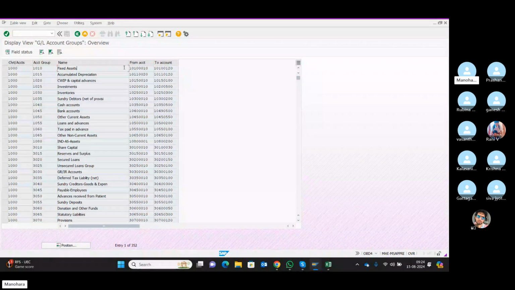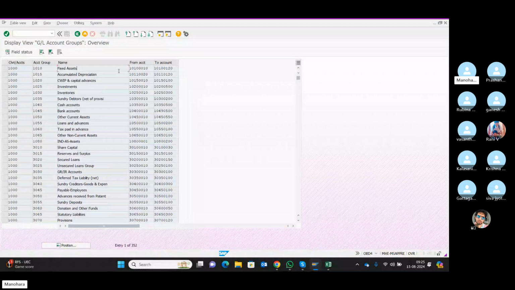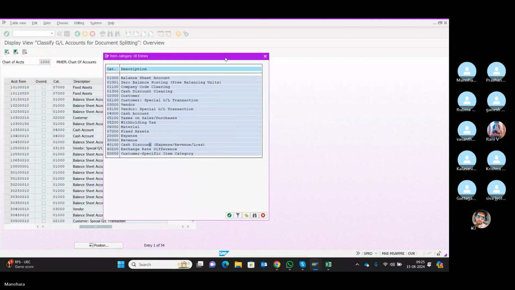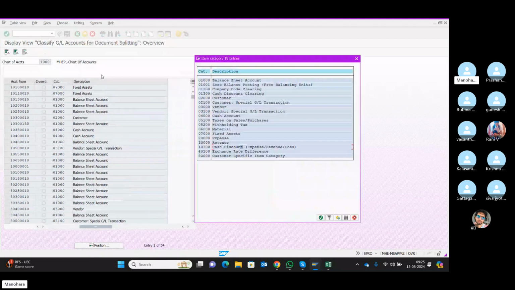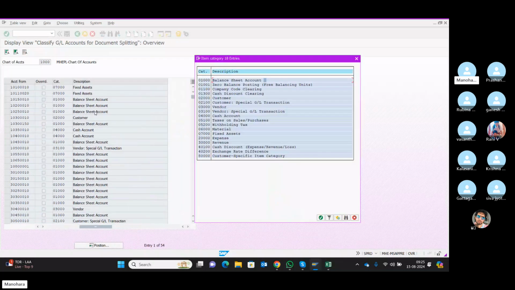So if it comes to fixed asset, here also we have to take the categories. We have some categories, right? Balance sheet, zero balance, company code clearance, customers, vendors, withholding tax, materials, expenses, revenue, like that, where it will come. For this accounting group, fixed asset will come only under balance sheet, right? So we have to keep the balance sheet here. And accumulated depreciation, inventories, investment, where they come, we have to segregate grouping wise.